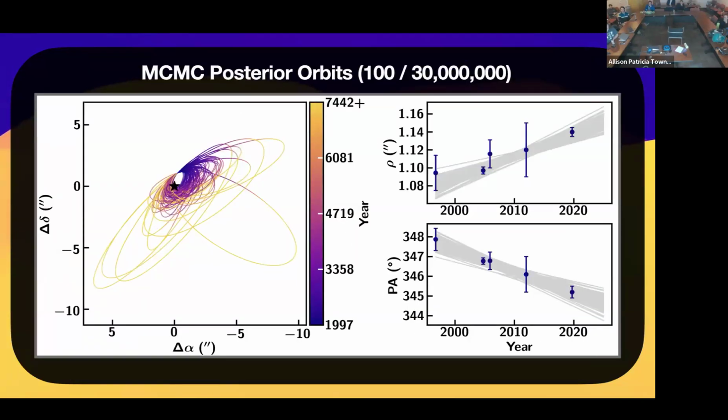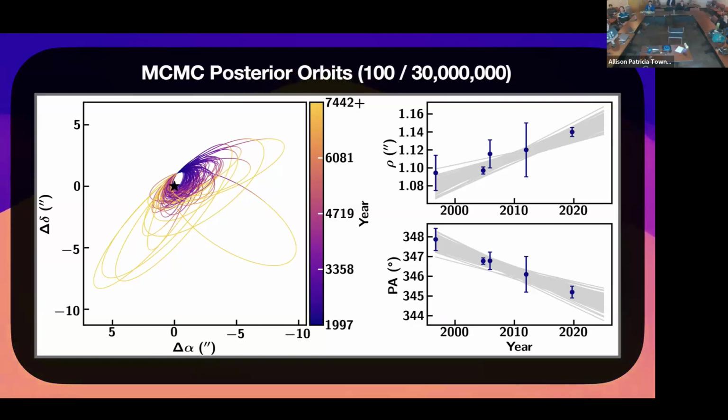So from that stationary distribution, we can draw a sample of potential orbits of this brown dwarf. These are 100 randomly selected orbits from the posterior distribution. These aren't necessarily the best fit orbits or the maximum likelihood orbits, but it's meant to demonstrate the width of possibilities given the constraints we have.